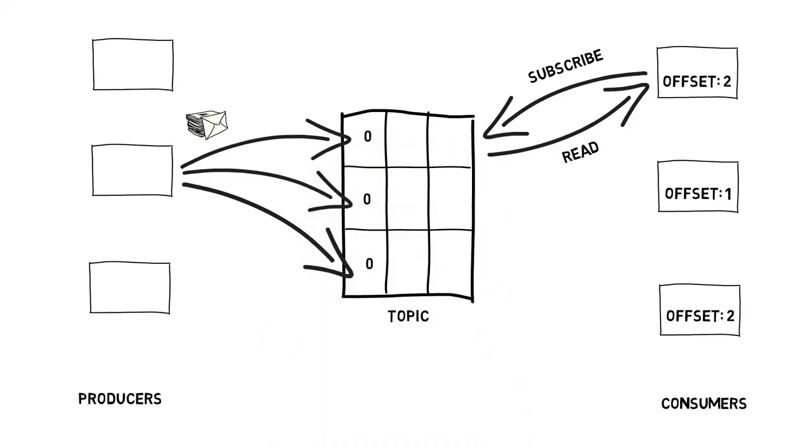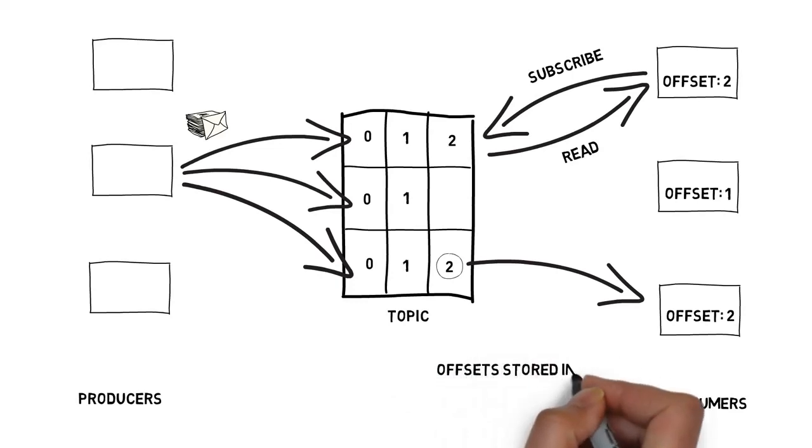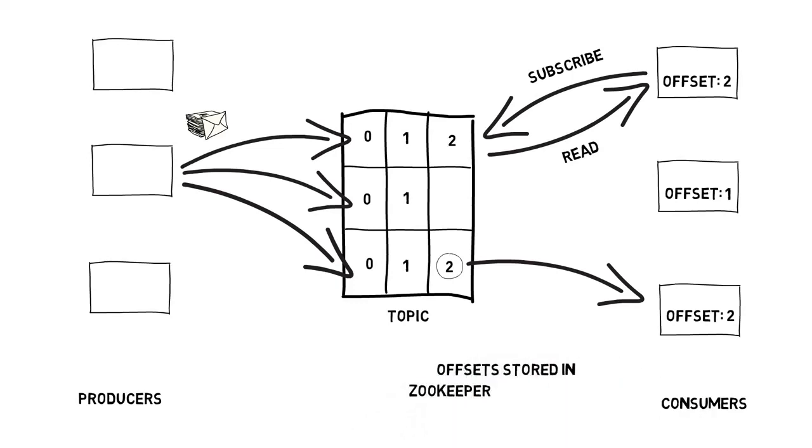in a specific partition. Within the same topic, multiple partitions can have different offsets, and it's up to the consumer to remember what offset each partition is at. By storing offsets in Zookeeper or Kafka itself, a consumer can stop and restart without losing its position in the stream of data.